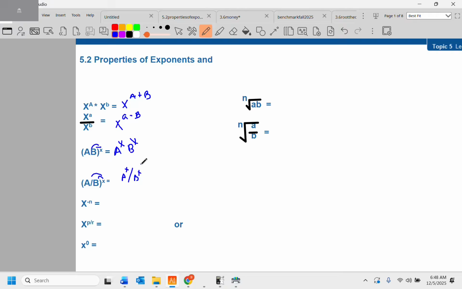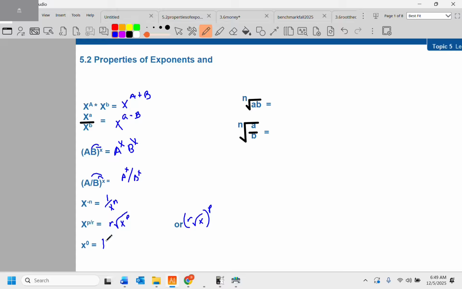Learn your properties. X to the negative n is 1 over x to the n. X to the p over r is the rth root of x to the power p, and the p can be on the inside, or it can be on all of it, on the outside. Anything to the 0th power is 1. It is. Half the student body thinks it's 0.